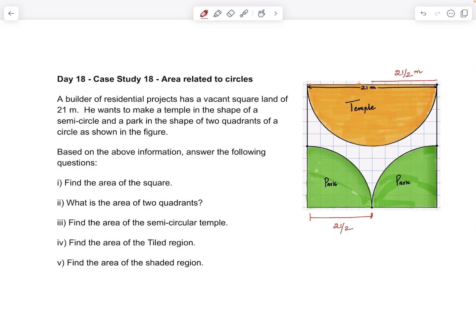Question 1. Find the area of the square. So area of the square is side into side, 21 into 21, which is 441 meter square.